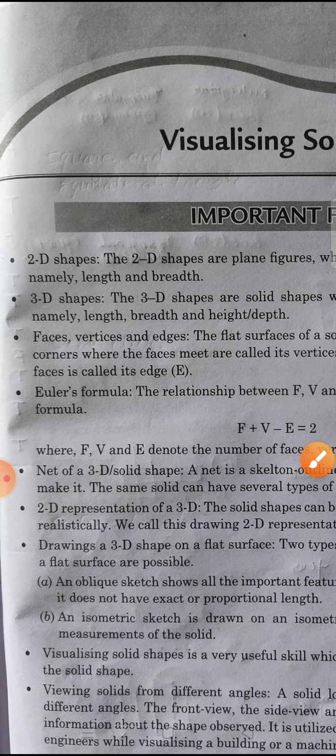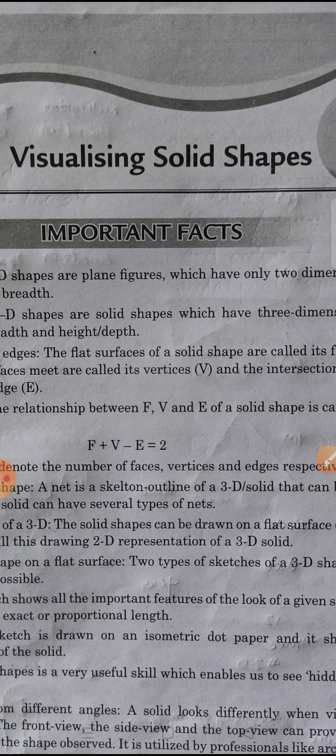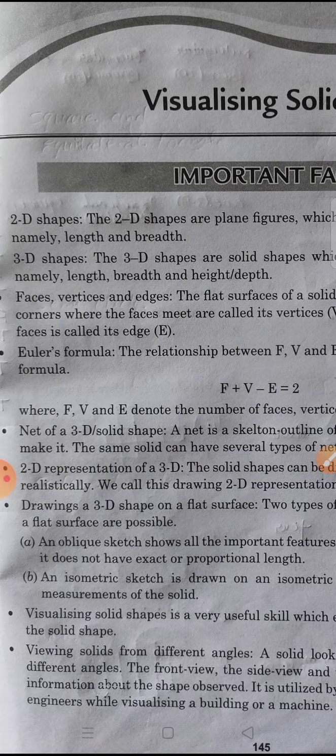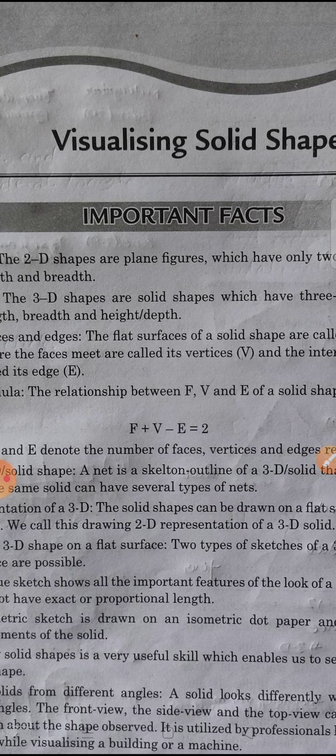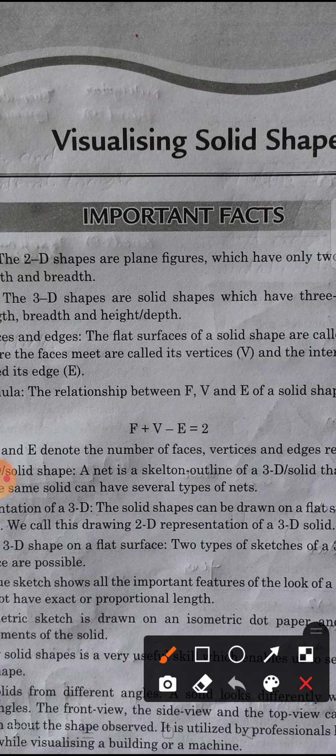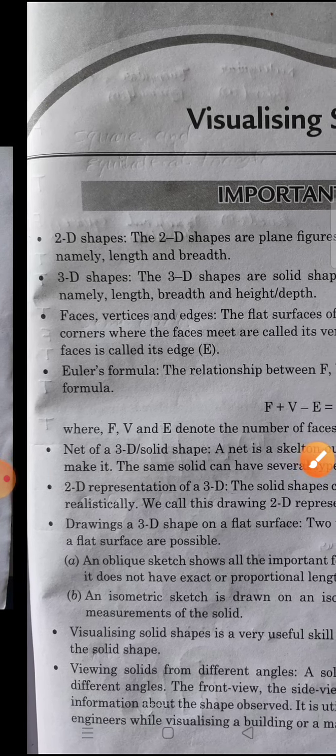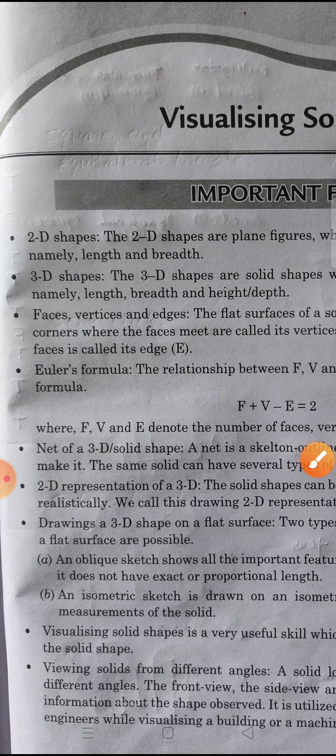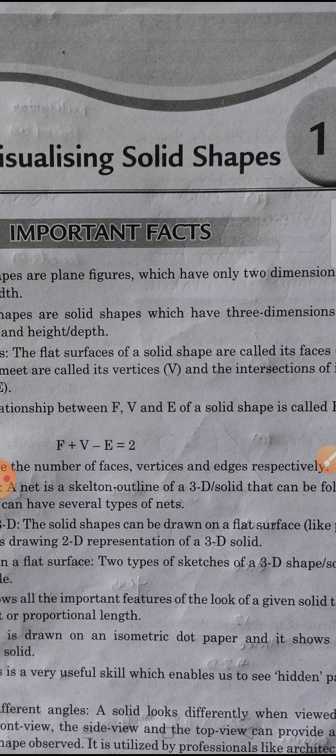Euler's formula: the relationship between F, V and E of a solid shape is called Euler's formula. So F plus V minus E is equal to 2. This is Euler's formula, where F, V, E denote the number of faces, vertices and edges respectively.